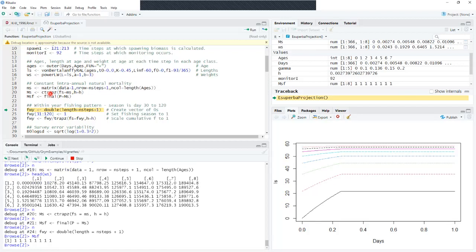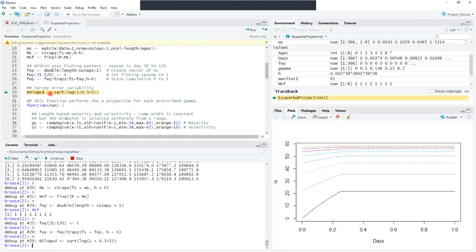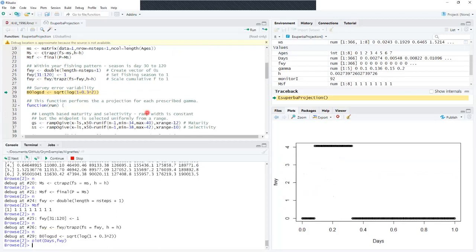Similarly, if we look at this FWY, this is meant to be the fishing pattern within year. And if I just plot this against days again, FWY, you kind of see that we don't fish for a little while, we do fish, we don't fish again. So there's a fishing season here in sort of not quite the first quarter of the year.